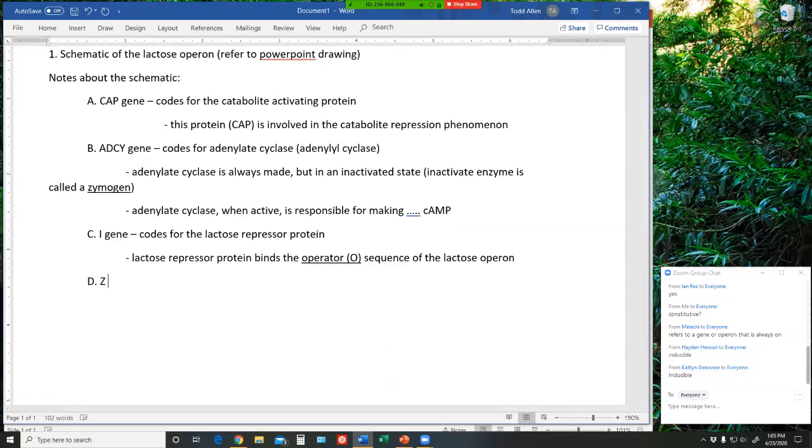The Z gene, which codes for beta-galactosidase. Well, this enzyme is responsible for the breakdown of lactose. If I'm being extremely picky, it's actually responsible for breaking down an isomer of lactose called allolactose. But we won't go quite there right yet, okay? So the beta-galactosidase enzyme is responsible for breaking down the sugar lactose.